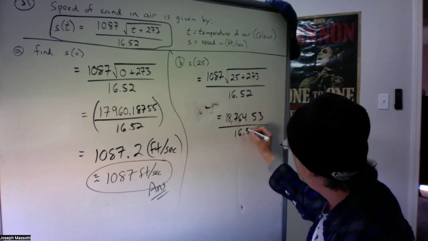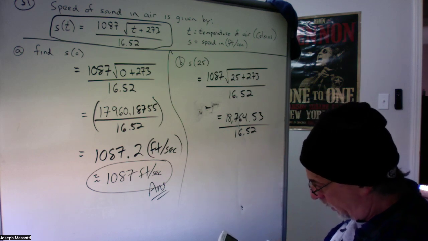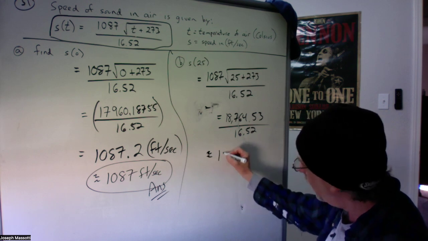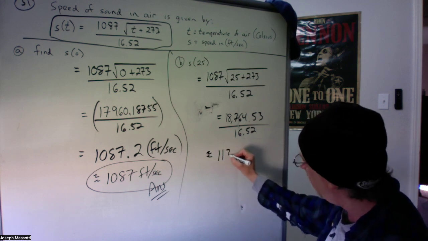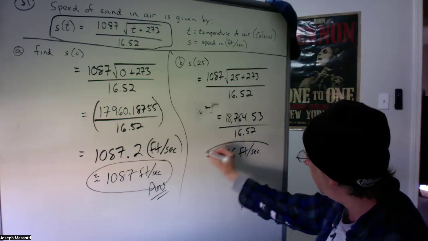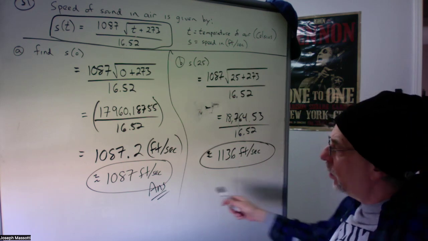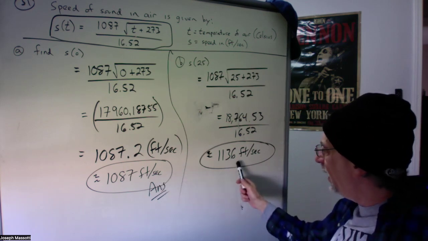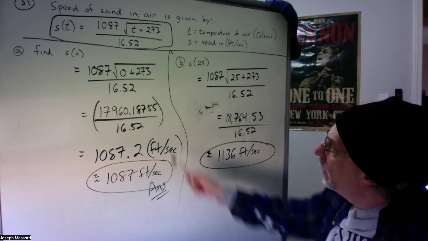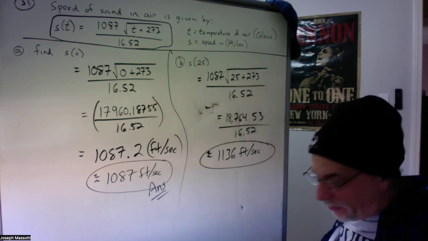Divide that by 16.52. And to the nearest foot per second, we get 1,136 feet per second. So quite a change there, right? Quite a bit of difference. Well, I guess not a whole lot, but 50 feet per second between freezing and a very warm temperature of 25.